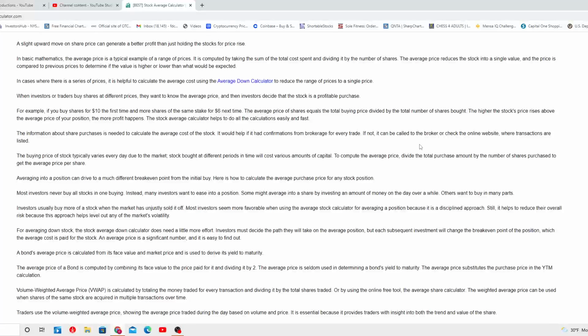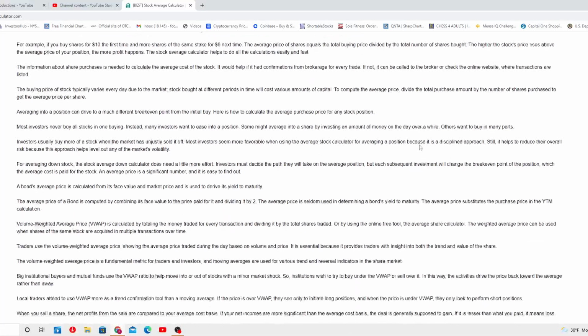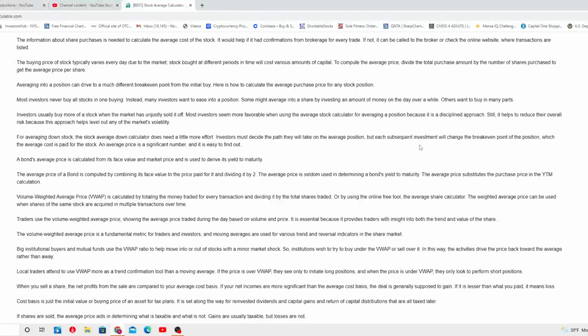A bond's average price is calculated from its face value and market price and is used to derive its yield to maturity. The average price of a bond is computed by combining its face value to the price paid for it and dividing it by 2. The average price is seldom used in determining a bond's yield to maturity. The average price substitutes the purchase price in the YTM calculation.